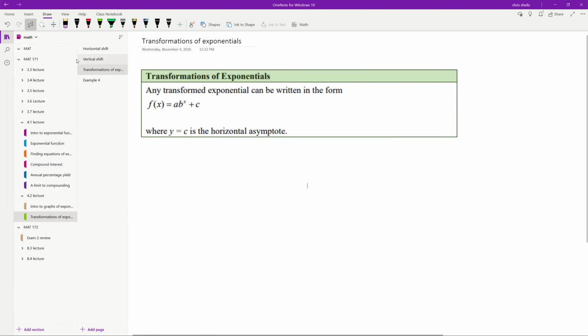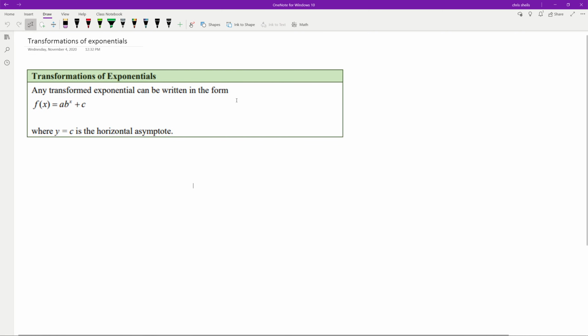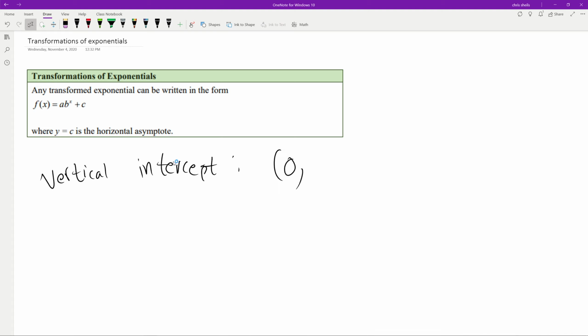So this brings us to transformations of exponential functions. Any transformed exponential function can be written in the form f of x equals a times b to the x plus c, where y equals c is the horizontal asymptote. And due to this shift, the vertical intercept is now going to be at the point 0, comma, a plus c.